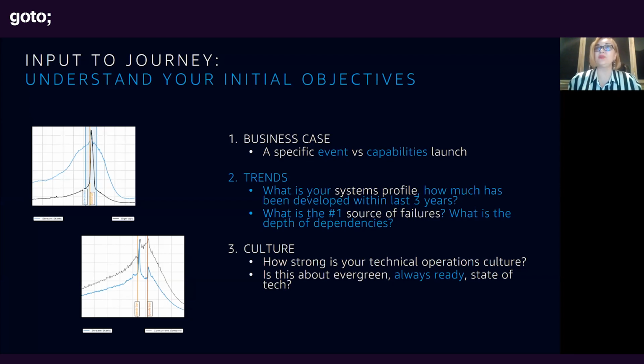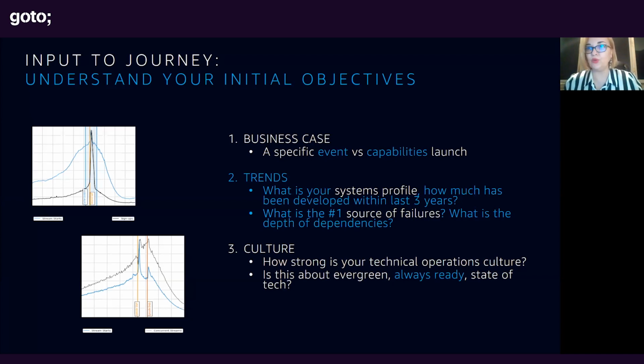The second input to your journey is figure out the trends, collect the data and the trends. And what do I mean by that? Take a look at your systems profile. How old are your services? Do you have a mashup of architectures? Are you in that place where maybe part was created a long time ago and part is brand new? How does it mesh? What is that histogram?